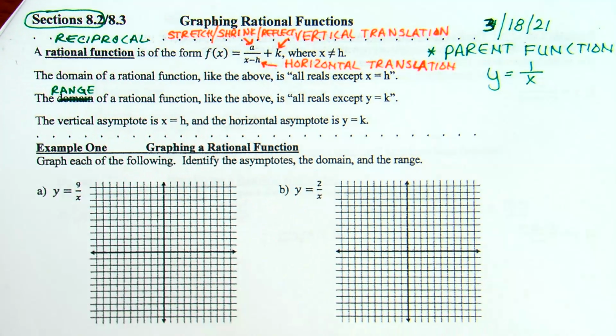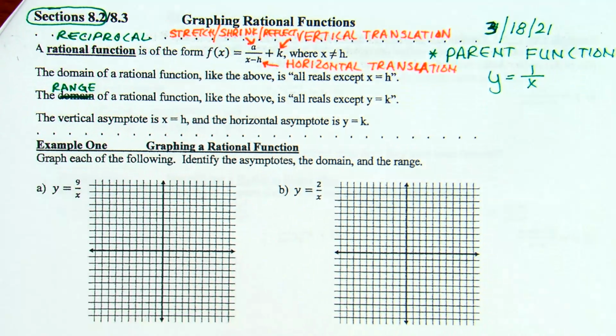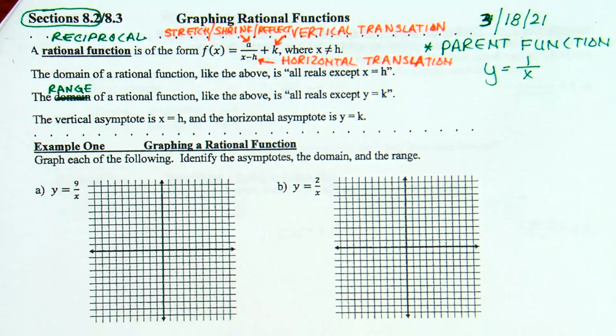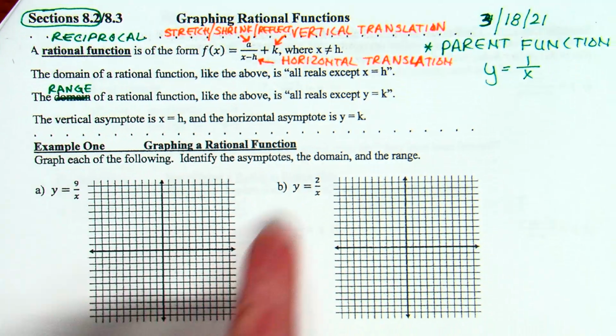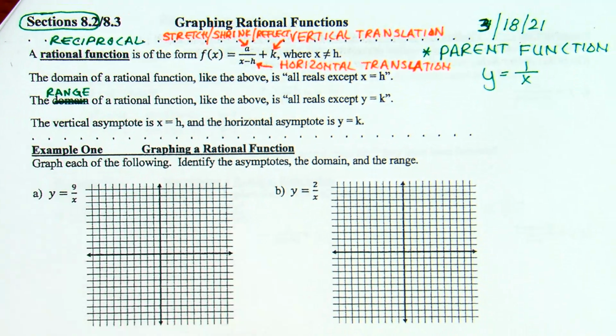We will practice how to answer some domain and range questions, okay? And then we're also going to talk about asymptotes. Okay? Vertical asymptote will always be X equals H. So it's always X equals how far left or right you move. Horizontal asymptote will always be Y equals K. So it's Y equals how far up or down you move. Okay? So we're going to practice with all that along with graphing.